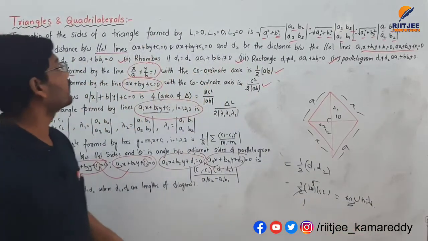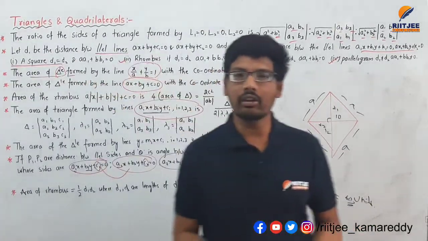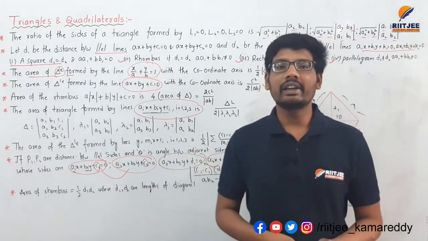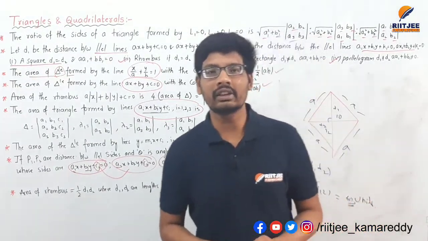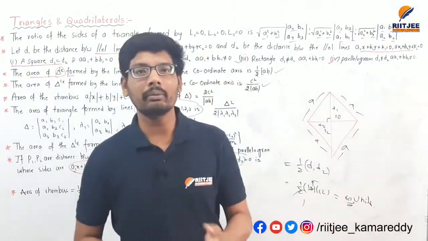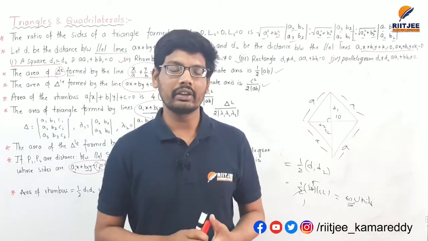This is all about the triangle and quadrilateral for the straight line chapter. In the next session we will discuss the foot and perpendicular of the straight line here. Thank you.